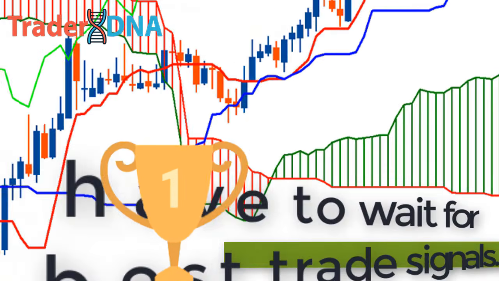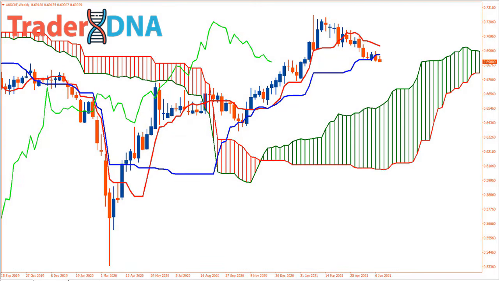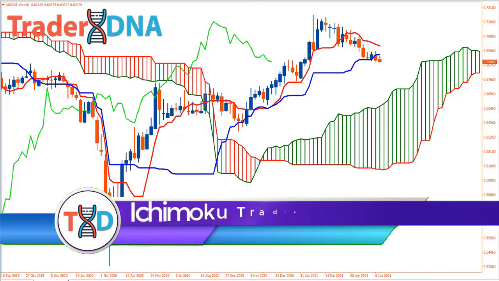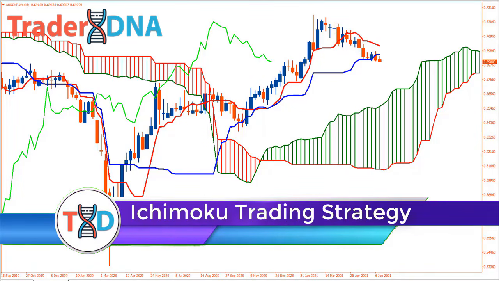How to use the Ichimoku indicator when trading. Now we are going to discuss an Ichimoku trading system, which does not require any additional indicators on the chart. This Ichimoku trading strategy is applicable for every trading instrument and timeframe.